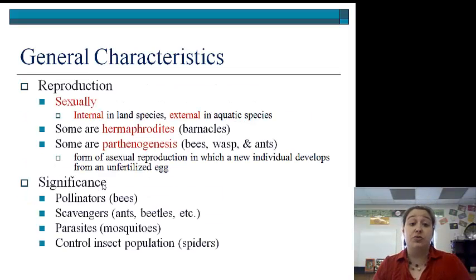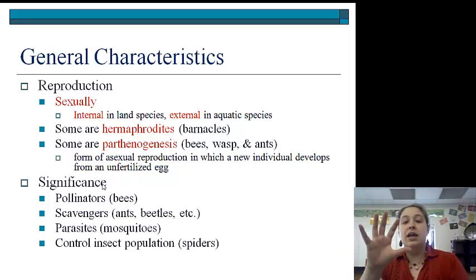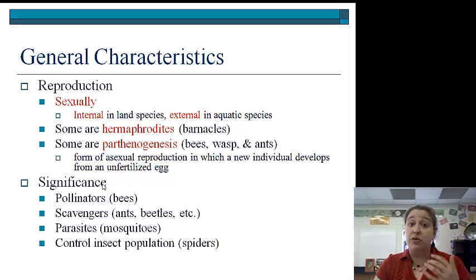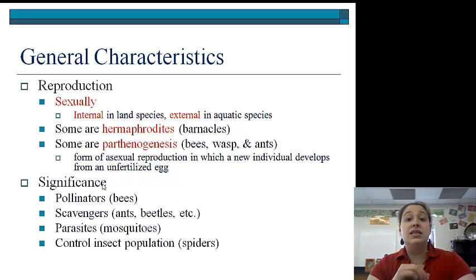So when we talk about reproduction, we have to break it down into our land species and our aquatic species. Sexually, land species can do internal fertilization. When we talk about aquatic species, they do external fertilization, where the fertilization takes place outside of the body. Some are hermaphrodites, having both male and female portions of the body. And some do parthenogenesis, where the females can have unfertilized eggs actually turn into more females. We see that in bees, wasps, and ants. The significance of these guys are going to be our pollinators, bees, scavengers such as ants and beetles, parasites, and they control the insect populations such as spiders.